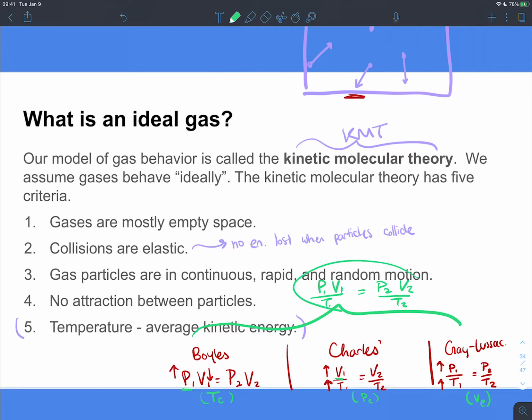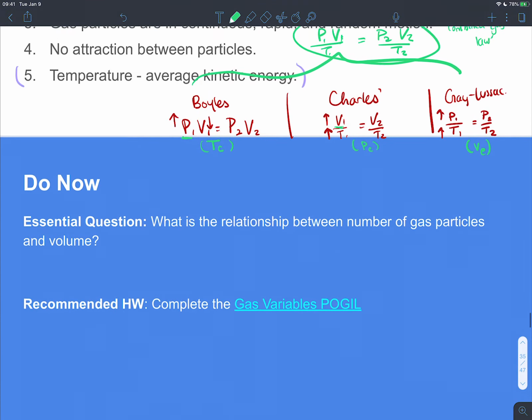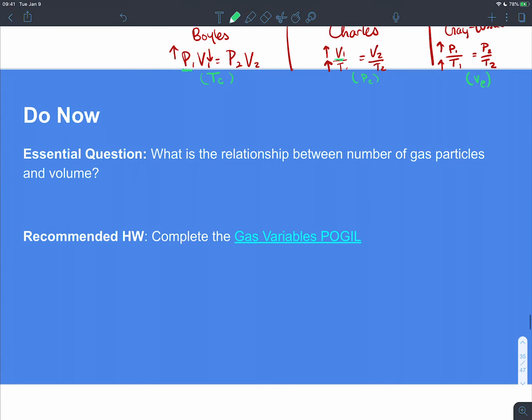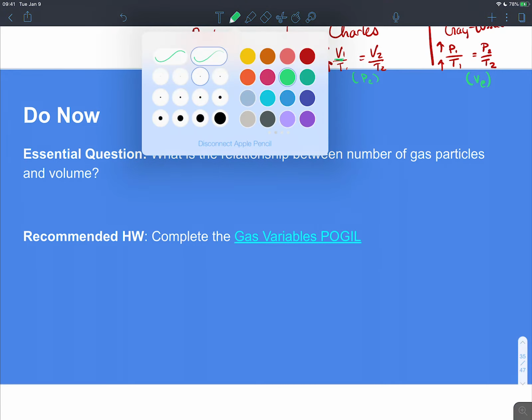So just from this one combined gas law, you can kind of derive all the others. Combined gas law. Alright, so that was kind of a review from previous week. That's all that is. By now, hopefully, you've had a chance to look at the gas variables POGL and the gas law calculations. This week, we have two focuses.